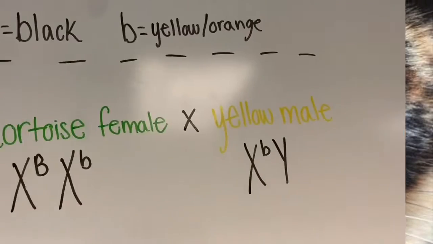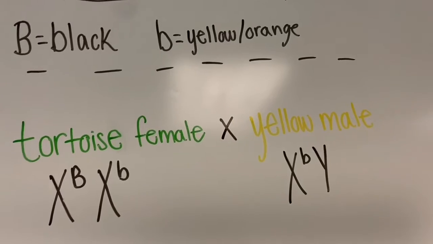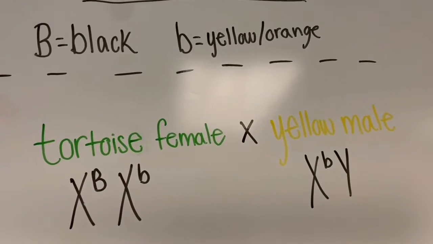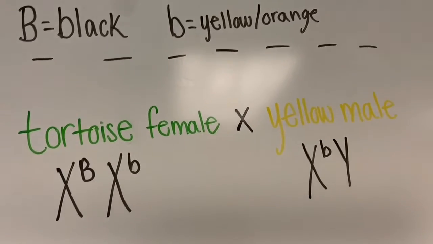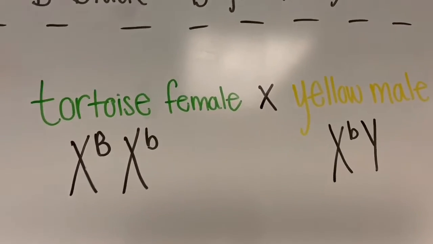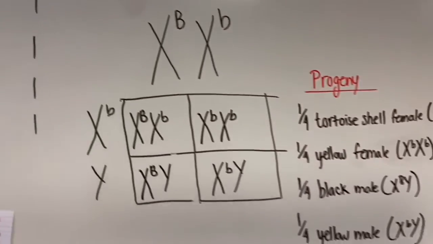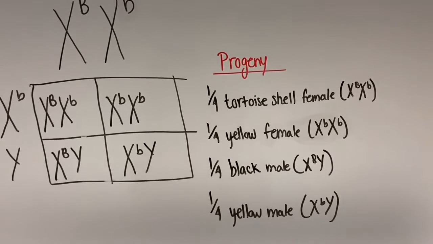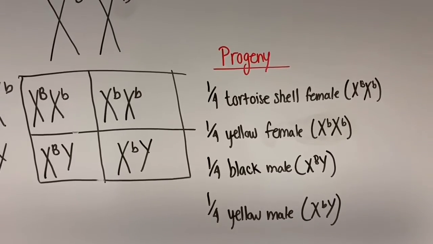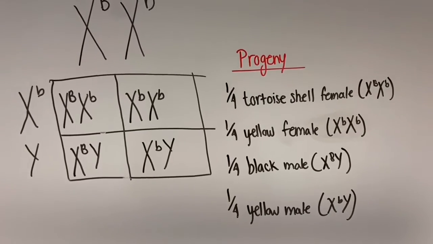So here we will be crossing a tortoiseshell female and a yellow male, and we see that the big B is a black pigment and the little b is a yellow-orange pigment. The female has both because she's tortoiseshell. So then we come down to the cross and we see that our progeny consists of a fourth tortoiseshell female, a fourth yellow female, a fourth black male, and a fourth yellow male.